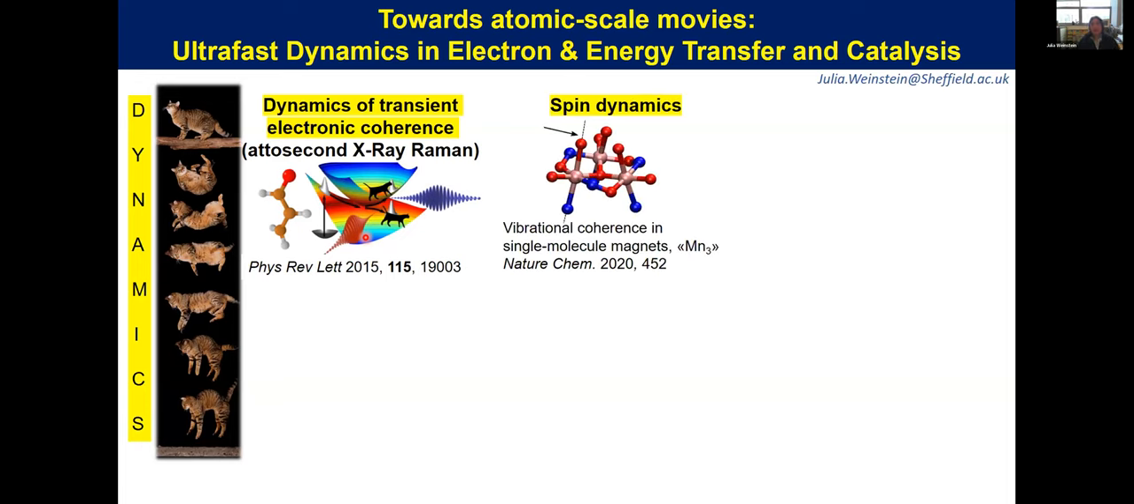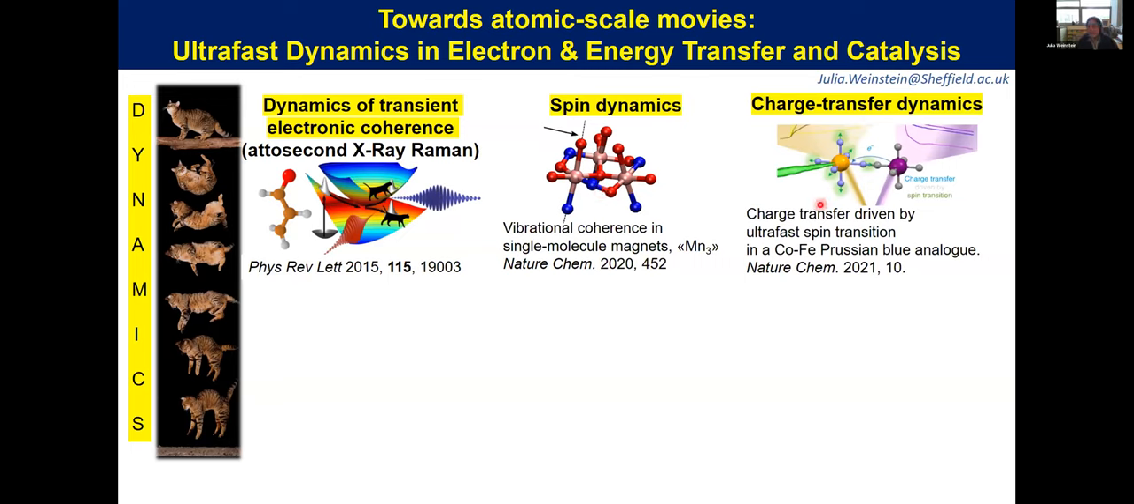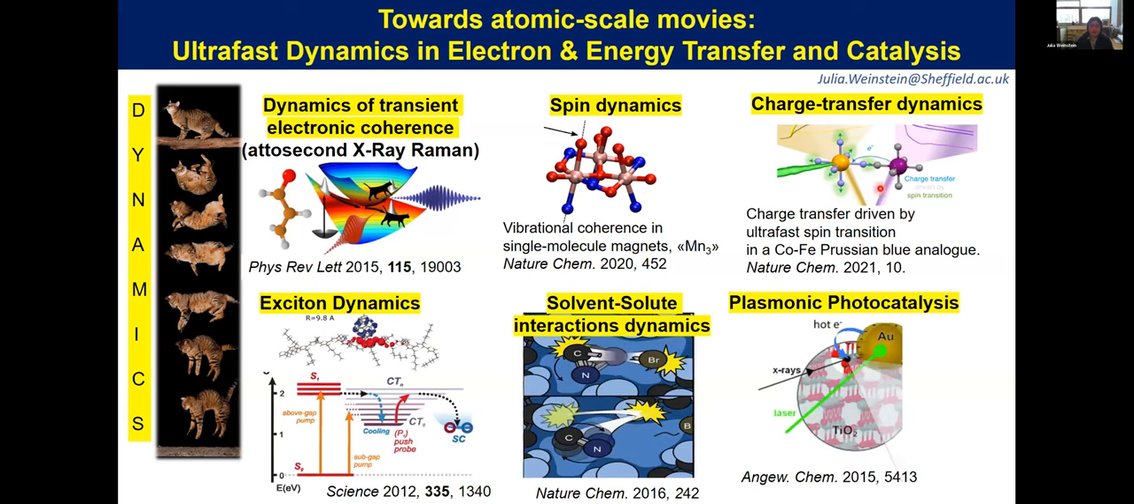Or you can look at spin dynamics, and this is a very interesting example of vibrational coherence in single molecule magnets, where you have three manganese atoms, and you really want to understand how these single molecule magnets work. Another example is charge transfer dynamics, and here this is an analog of Prussian blue. You have a cobalt center and an iron center, and charge transfer is driven by ultrafast spin transition. So you want to look at spin, electronic, and structural change at the same time.